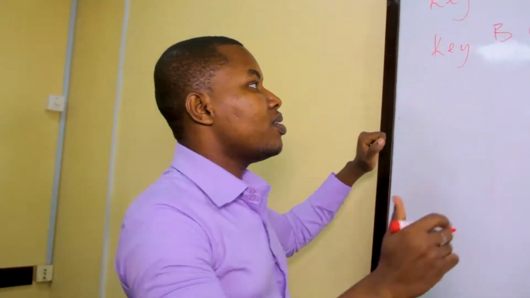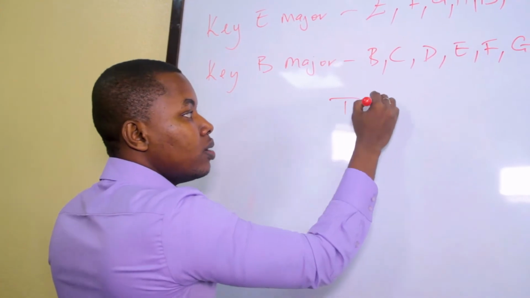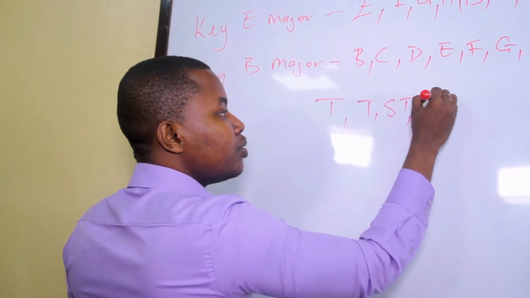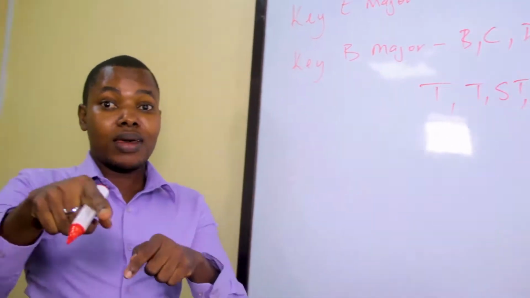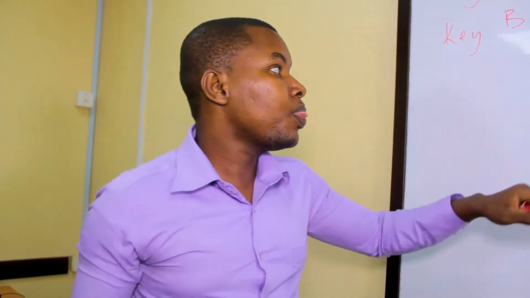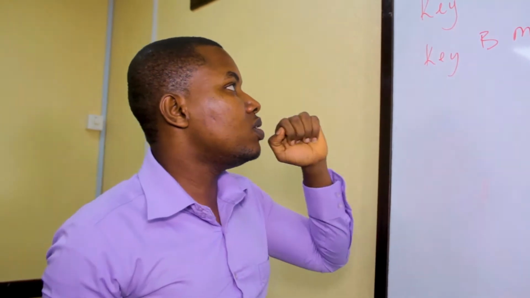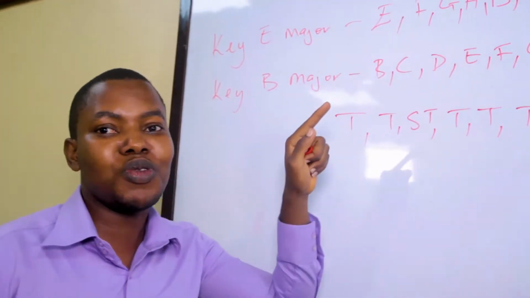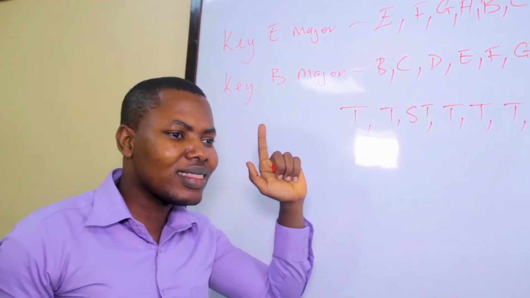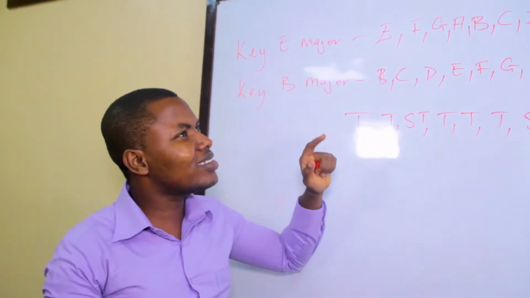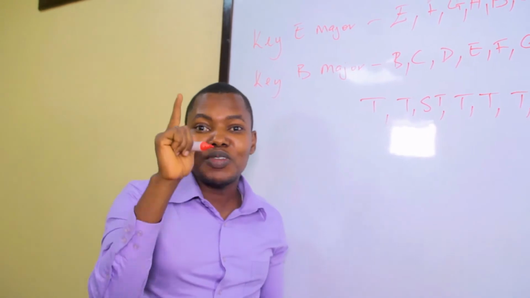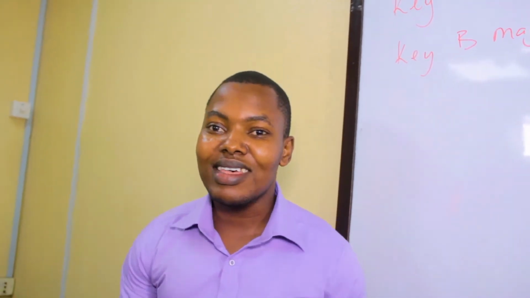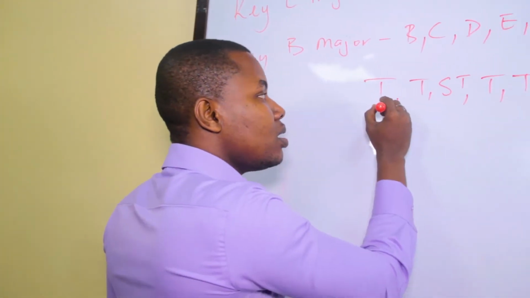Now, this is what we're going to do. Remember we did a tone, tone, semitone, tone, tone, tone, semitone. So, by now you should be on your keyboard or your piano. Let's do this. From E to F, is it a tone or a semitone? Because there is no black key in between, we said it's a semitone, remember? But we need a tone.